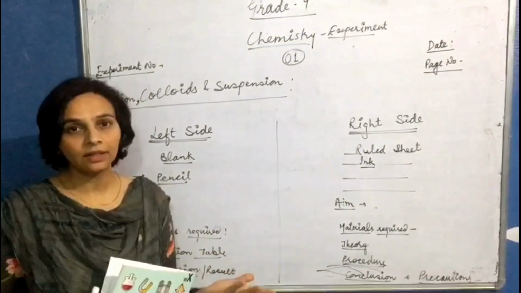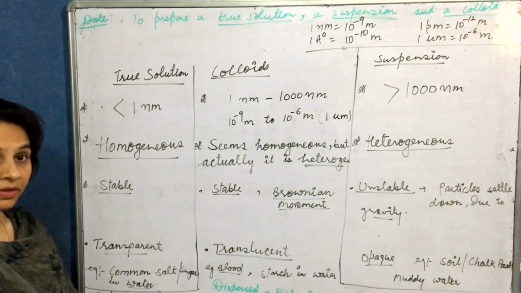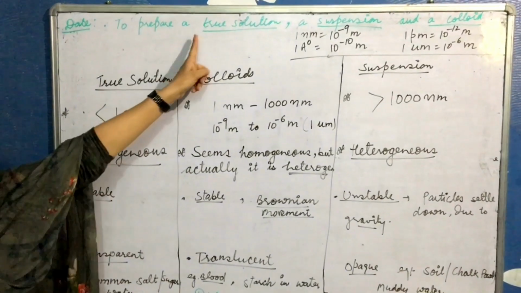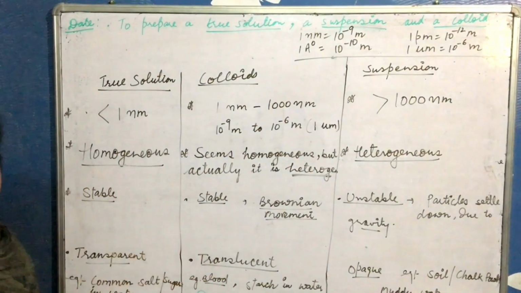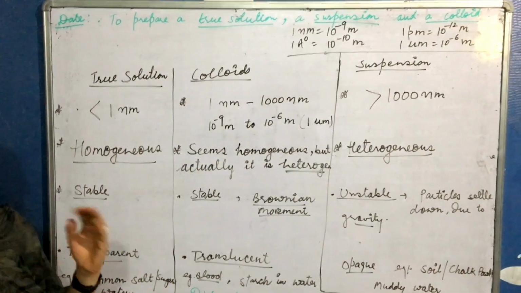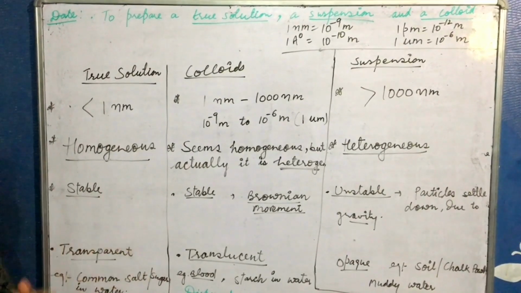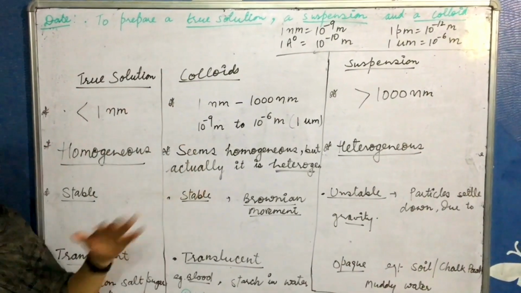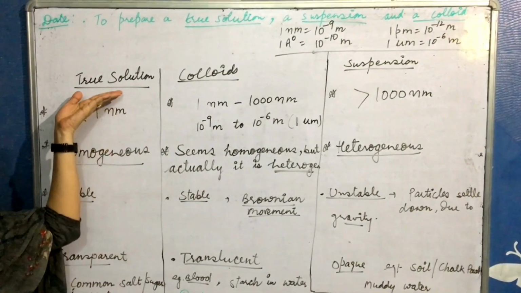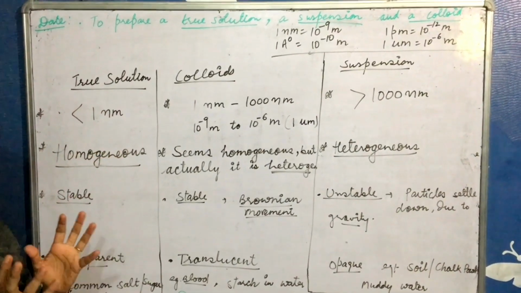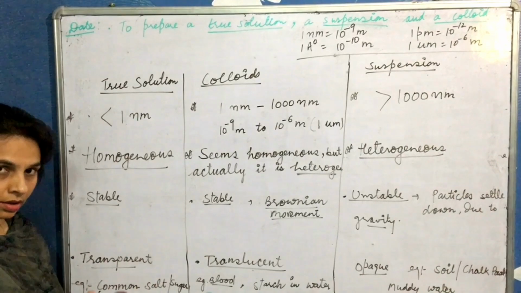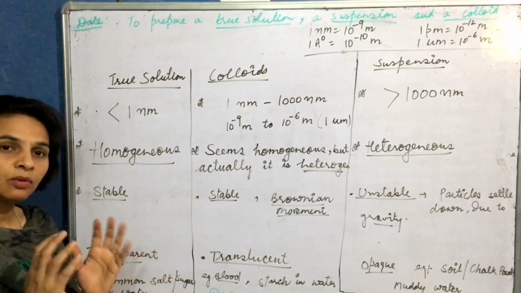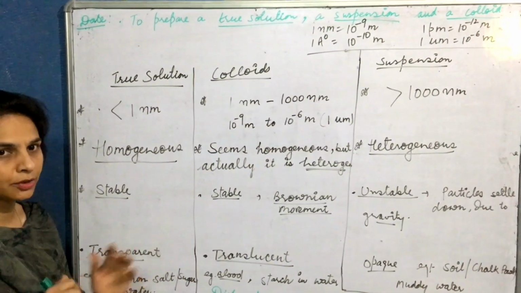Then we will be starting the activity. Now the activity is to prepare a true solution, a suspension and a colloid. First of all, what is the difference between true solution, colloid and suspension? Now differentiate between these three. True solution is what? If you dissolve sugar or salt in water and mix it properly, then what will you see? A very clear solution.